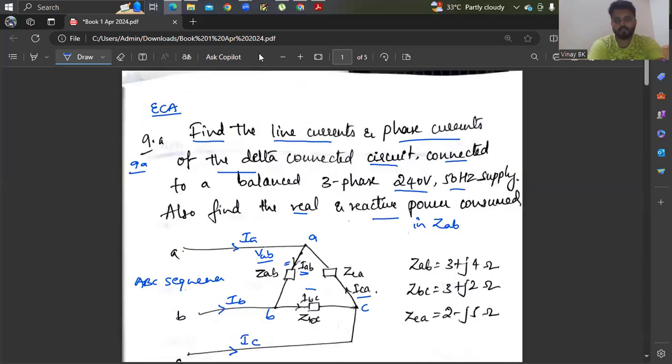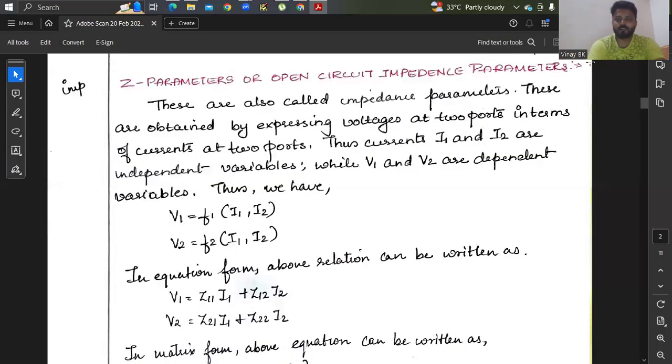And one more question they asked, to define Z parameters. So you need to define Z parameters. You just have to write these points if they ask it for 6 marks. Here they asked it for 6 marks. Therefore, you need to write the definition, that is nothing but the impedances which express the voltages at 2 points in terms of currents at 2 ports. That is nothing but V1 and V2 are functions of I1 and I2.